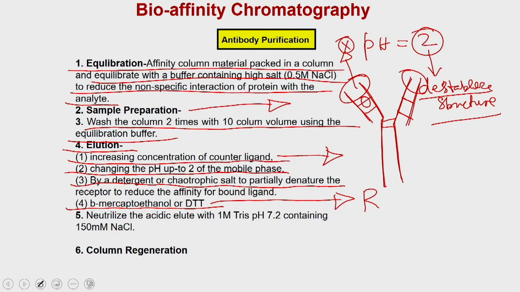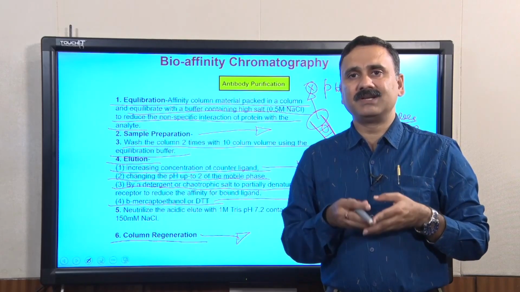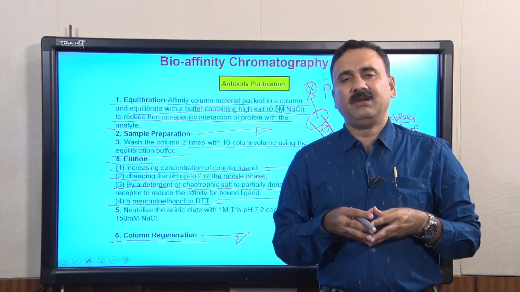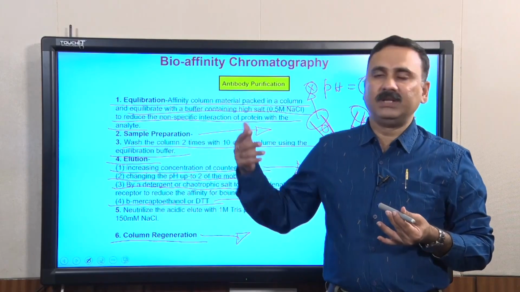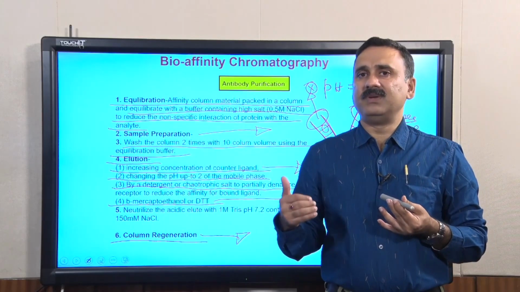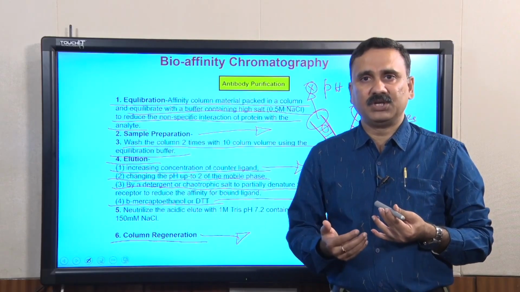Once you are done with the purification, you can go ahead with the column regeneration. The column regeneration is very simple: you wash the column with a high salt buffer, followed by washing with chaotropic salts, so that it removes all the non-specifically bound proteins. Then you equilibrate the column with the equilibration buffer which contains high salt, and now this column is again available for reuse to perform a second round of purification.